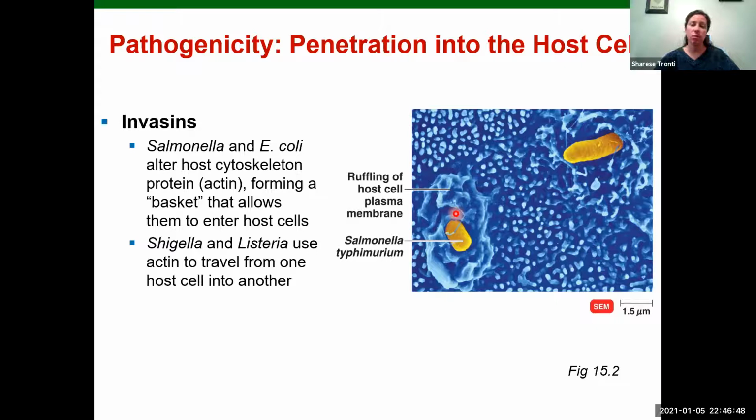Shigella and Listeria will actually use the actin as a highway to move from one host cell to another. So they're going to take advantage of the cytoskeleton.